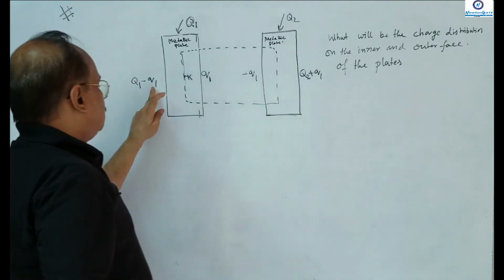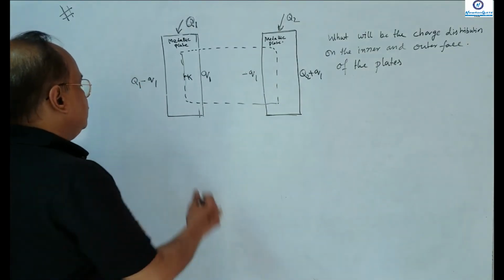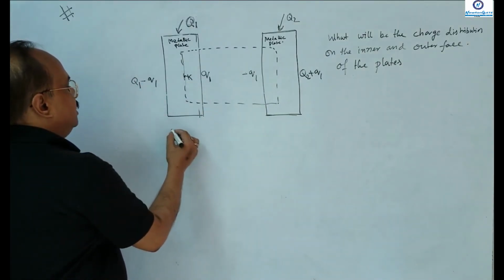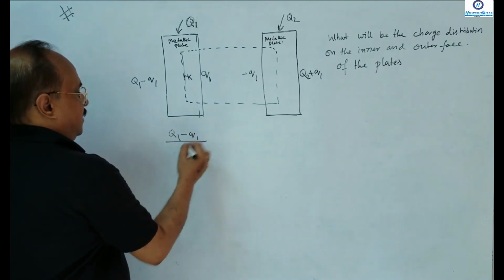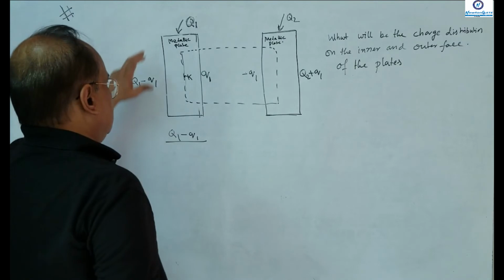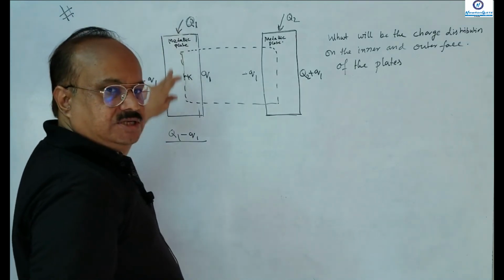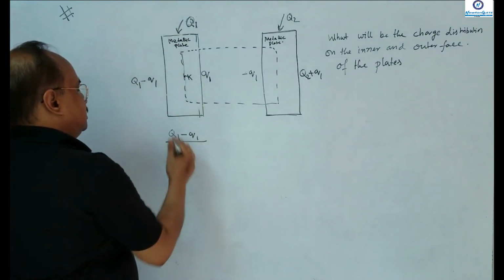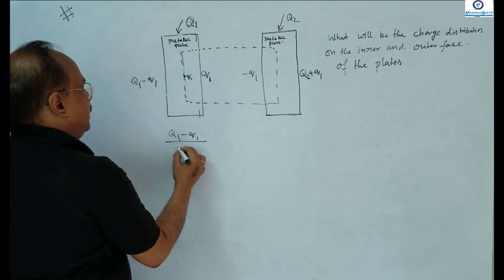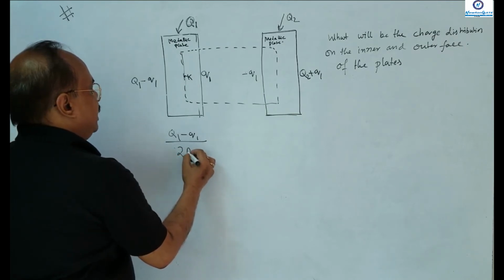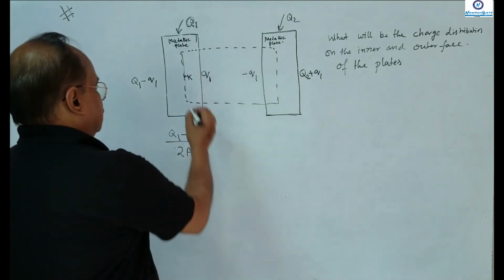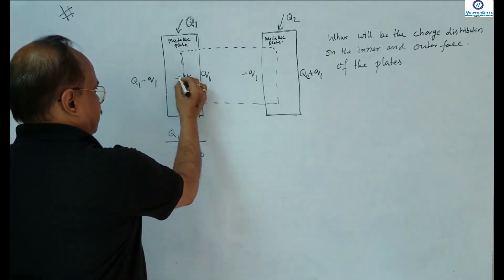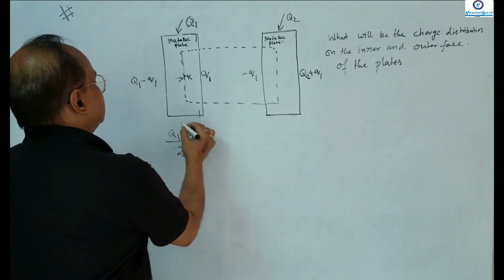So what will be the electric field due to this? At this point it will be Q1 minus Q1 divided by this plate, distributed in this plate. So the charge density will be the charge divided by A, and then the field is 2A epsilon naught. And this electric field is going this direction. The direction of this electric field is this way due to this, remember it.